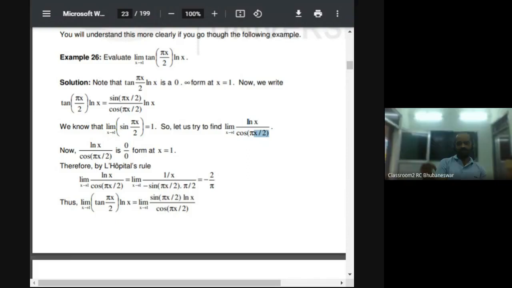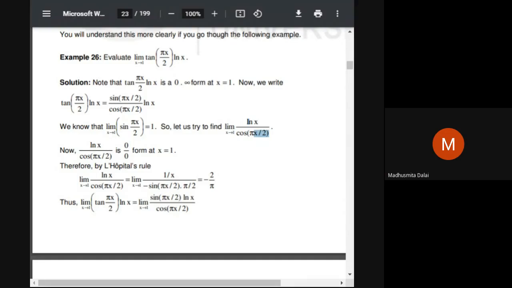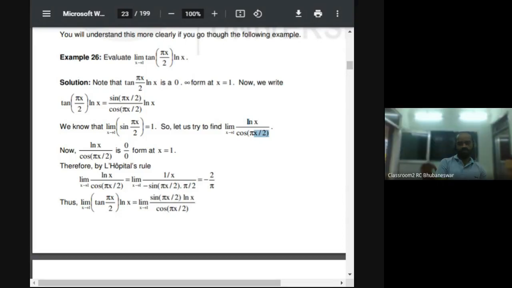Excuse me, sir, how can you know that ln x by cos of pi x by 2 is in 0 by 0 form or infinity by infinity form? You have to substitute the limiting value to ensure that.